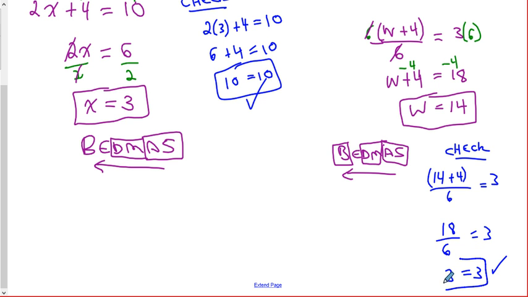So it checks out. So that was correct. We did that correctly. We got the right answer. So that is how you can actually check your work. Let's do one final one, and then it's going to be time for a little bit of practice.